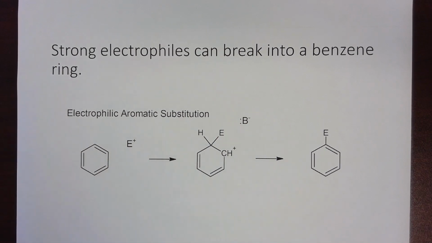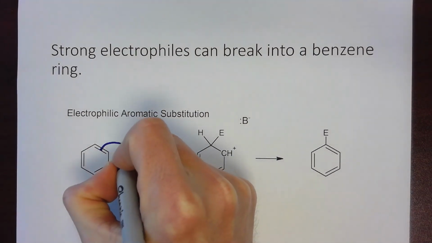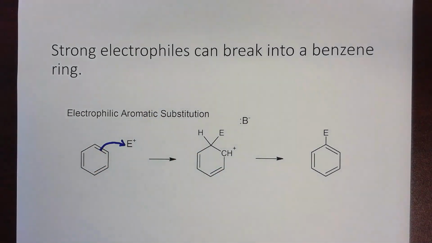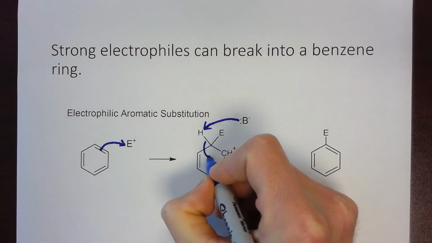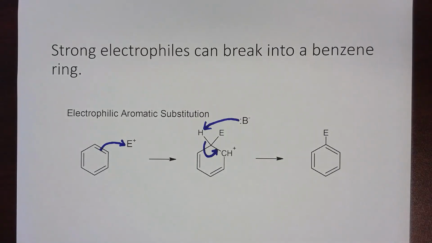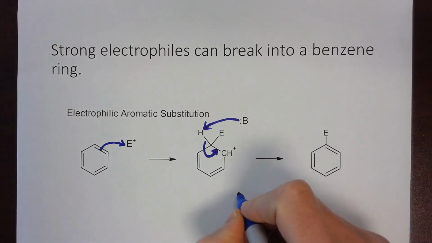The mechanisms that we'll be dealing with in this chapter are all essentially the same. Benzene attacks a very strong electrophile, which adds to the benzene ring. This breaks the aromatic structure, and then a base abstracts a proton to reform the aromatic structure.